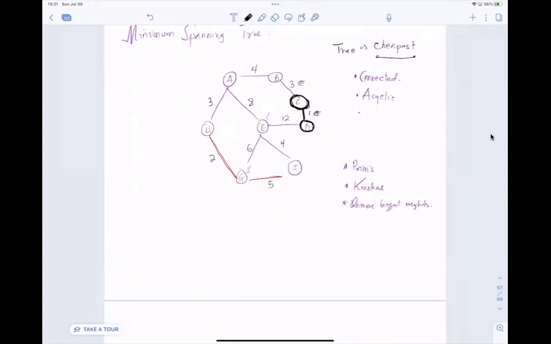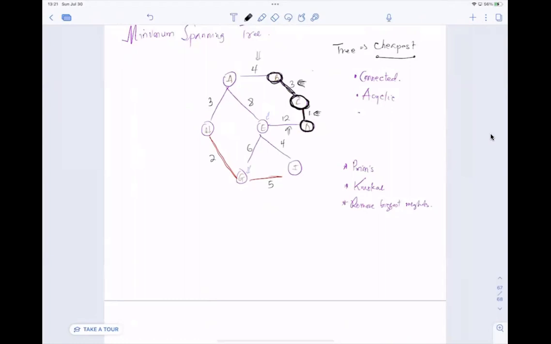Then we consider nodes C and D again. Then we choose the cheapest edge connecting them. Here, the edges we're going to consider are edge 3 and edge 12. The cheapest one is 3, so we choose 3. Then we select B. Then again, we consider all the edges that connect to these nodes we have chosen.